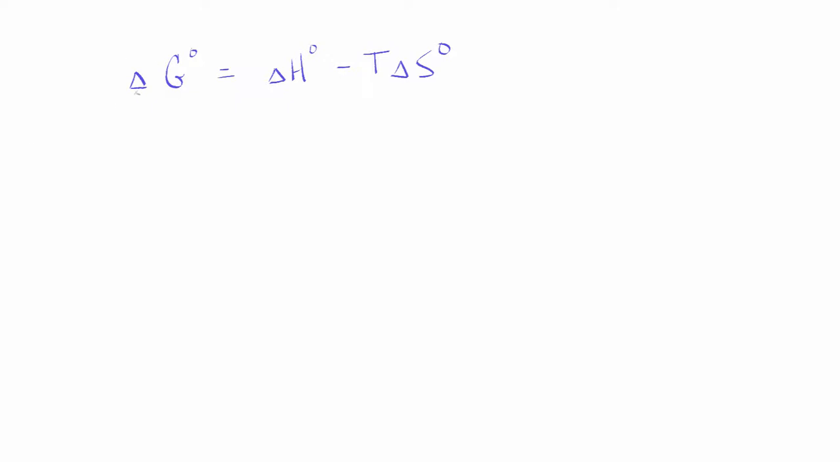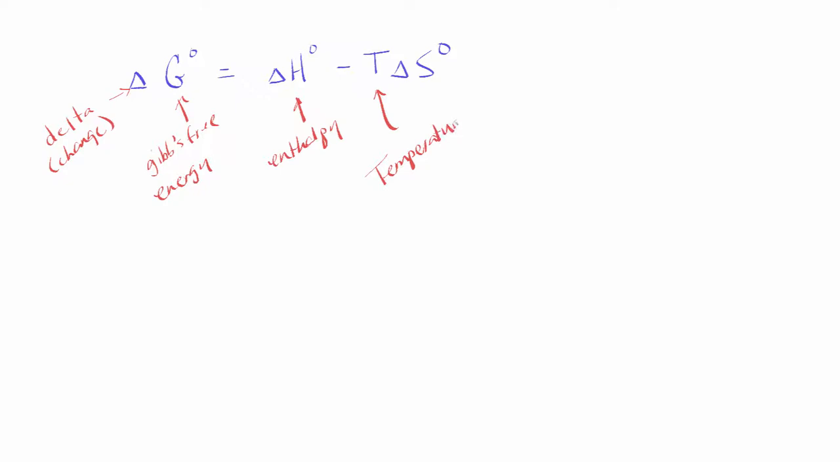And let's have a look and see what these mean here. This means, of course, delta, and that means change of. And G is Gibbs free energy. H is your enthalpy. And T is your temperature. And S is your entropy. And of course, this is your standard conditions. That means delta S naught, delta H naught, delta G naught.